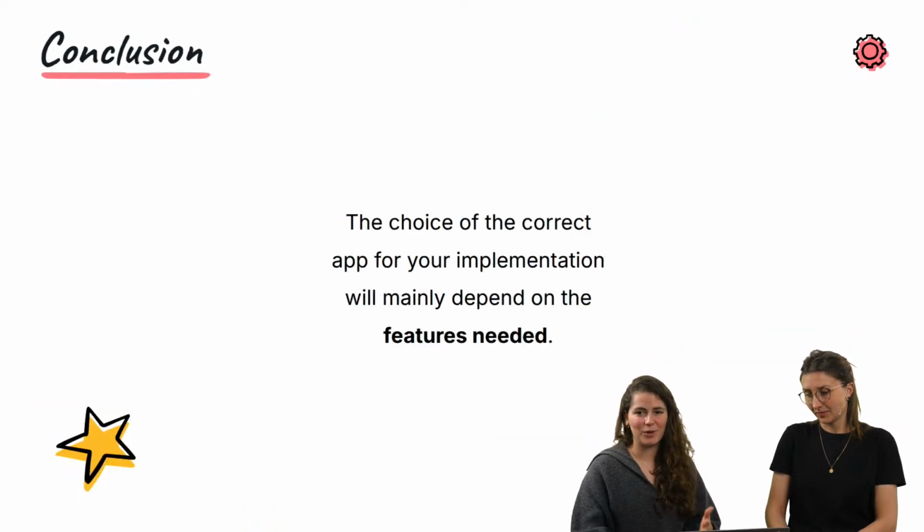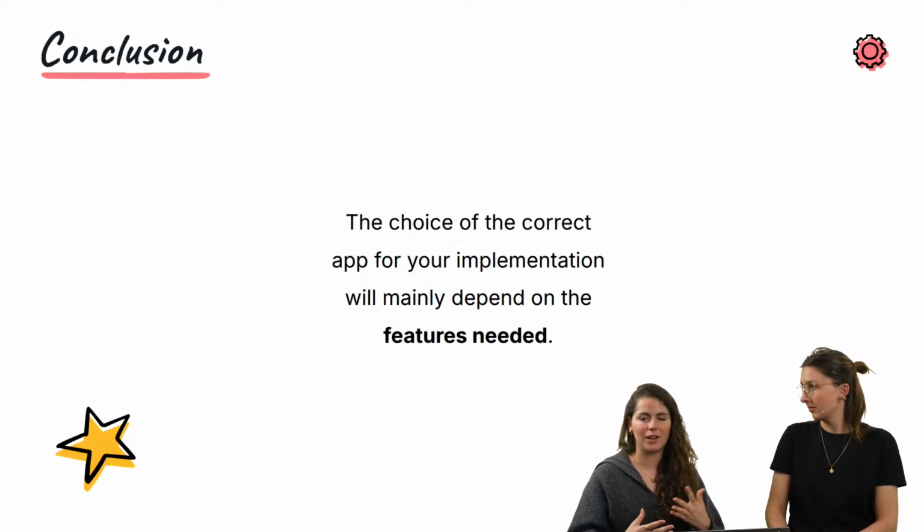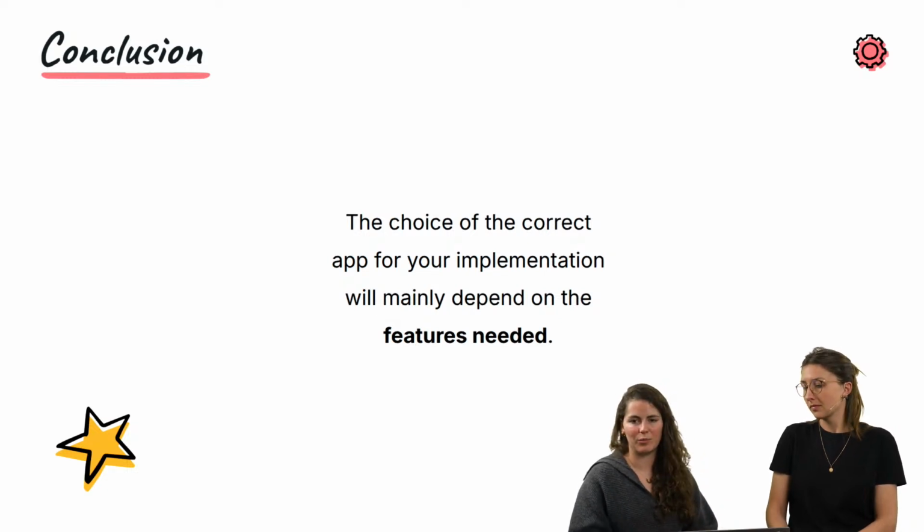So basically what we showed you with those use cases is the fact that sometimes it's a bit tricky to choose the correct apps, but it will obviously depend on the main feature that you need. So depending on the feature, we've highlighted some of them. You're going to choose the app based on that, and that will help your implementation.